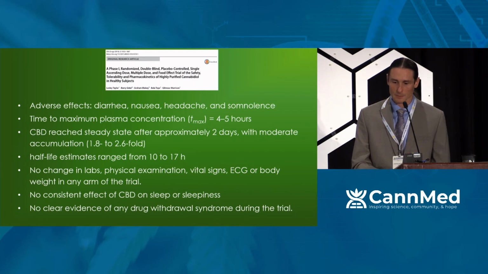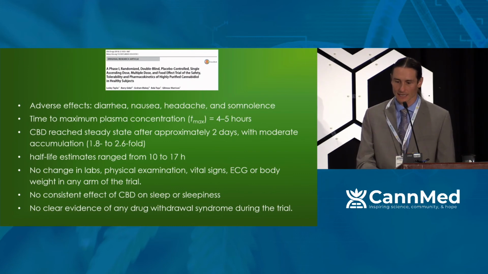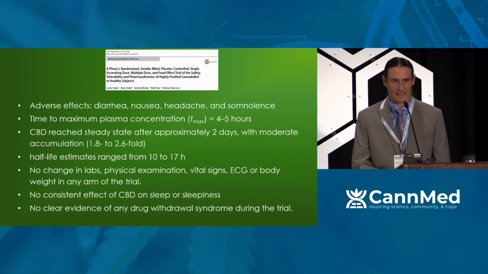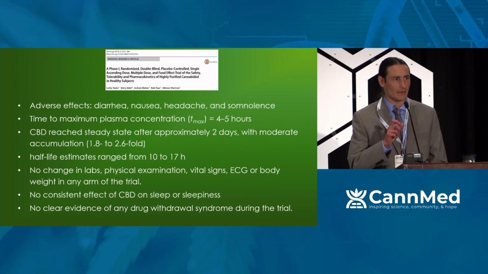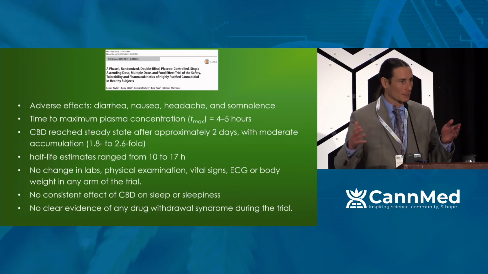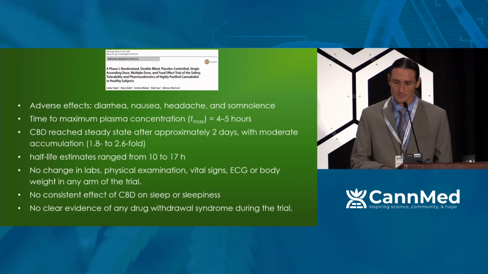Time to the maximum plasma concentration was 4 to 5 hours. It reached a steady state after approximately 2 days with very moderate accumulation. And so probably someone that's on a steady dose of CBD for even, we could say maybe 3 days, then we've reached a steady blood level. And I think that's important when we talk later about how frequently to titrate a dose. We wouldn't want to titrate it one day after the next. We want to give that much time for someone to achieve a steady level.